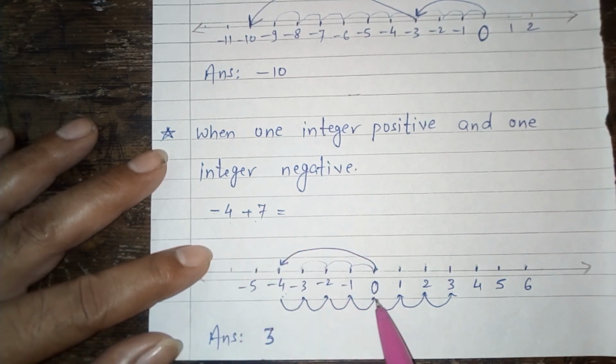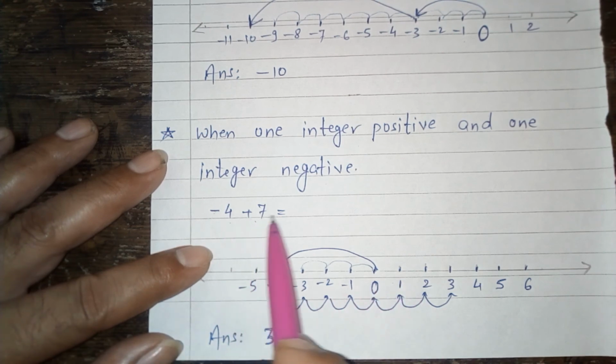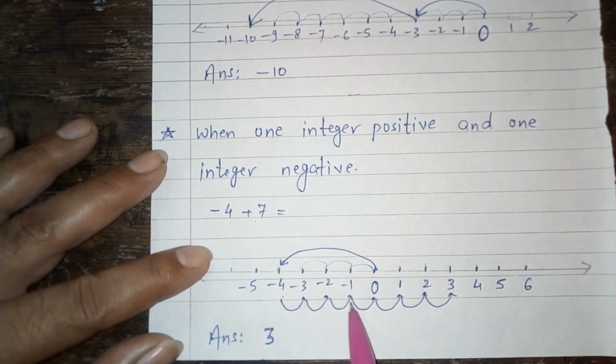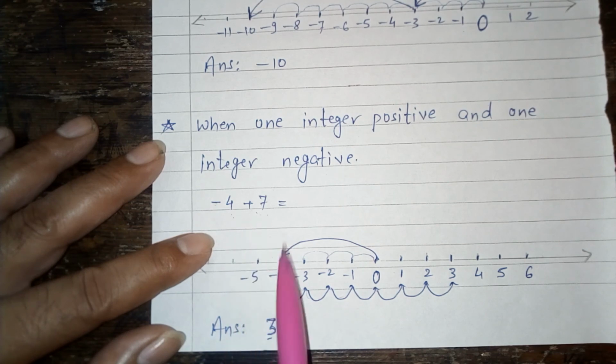After minus 4 we will take 7 steps. How? Look here. 1, 2, 3, 4, 5, 6, 7. Okay. The meaning is your final point is 3. So minus 4 plus 7, you will get 3.